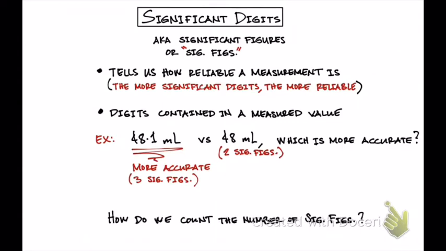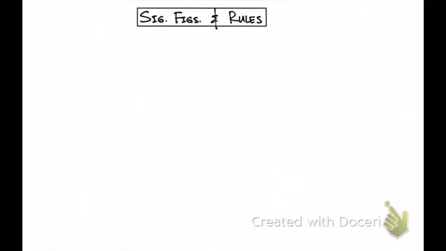But I guess the question is, how do we count the number of significant figures? In order to count the number of significant figures or significant digits, there are rules and steps that you need to follow. And this is actually the concept that a lot of the students have a hard time grasping. And I think the main reason is they overthink it. And so I'm going to walk you through this step by step, rule by rule, and you should be fine.